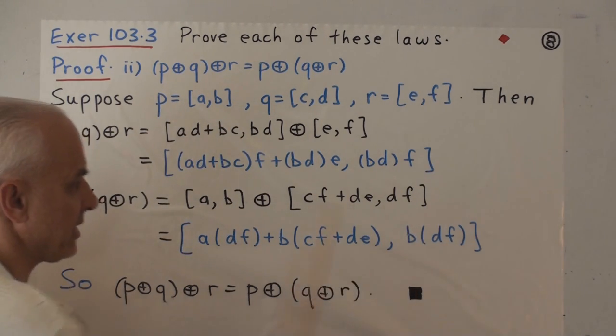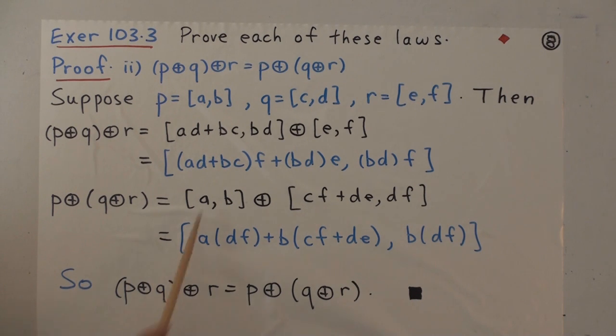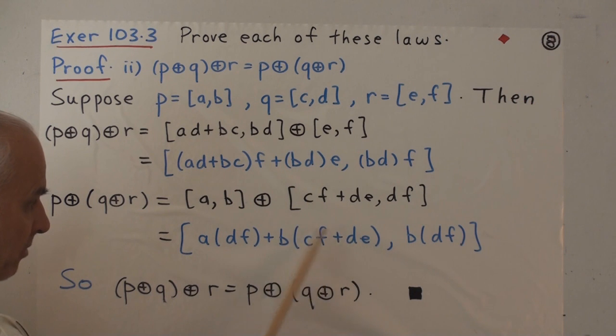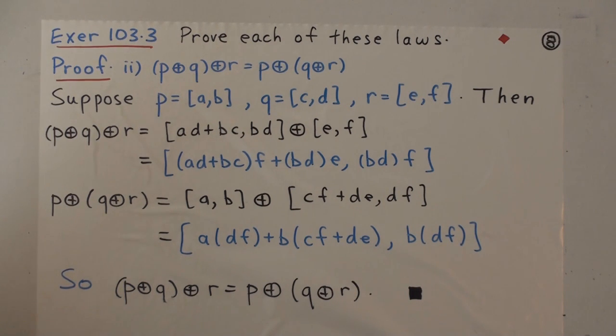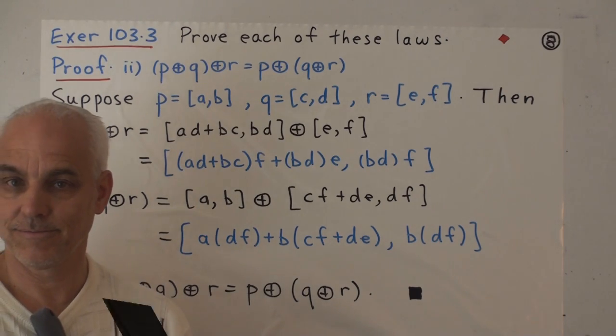So are these two the same? Let's have a look. First entry here has an ADF. There's an ADF here. There's a BCF term here and also a BCF term there. And there's a BDE term here and a BDE term here. And both second entries are equal to BDF. So that associative law holds.